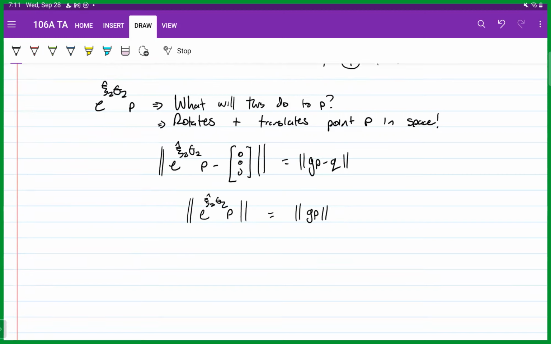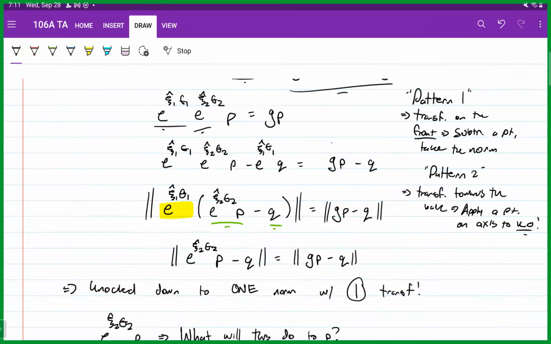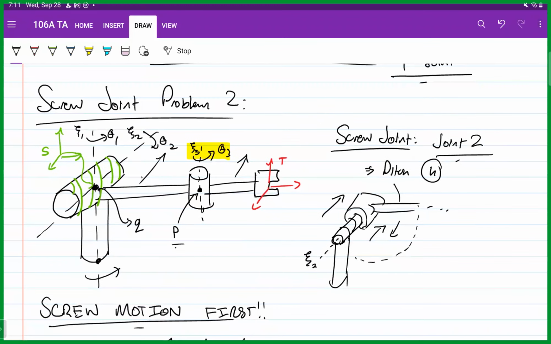Okay, so let's see if we can figure out what this point P is. This will be the first time that I'm doing this actually, which is kind of fun. So we'll see how it goes.